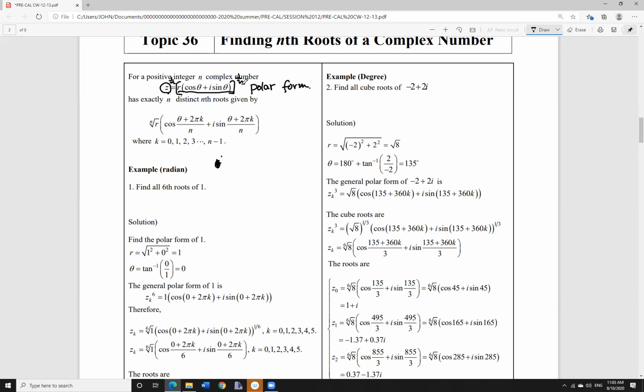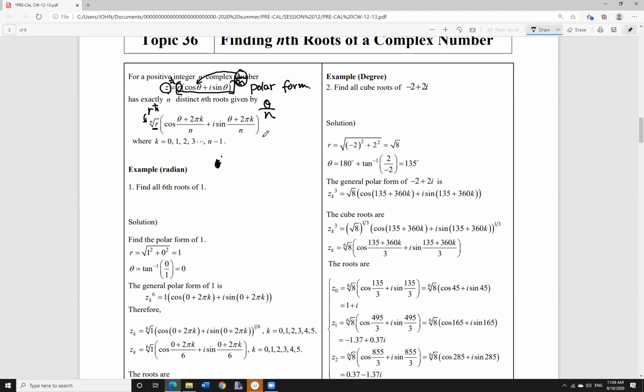So this magnitude is what? R to the 1 over n. That is the nth root of r, isn't it? But by the Moore theorem, this 1 over n goes inside, so the angle is going to be theta over n, isn't it?